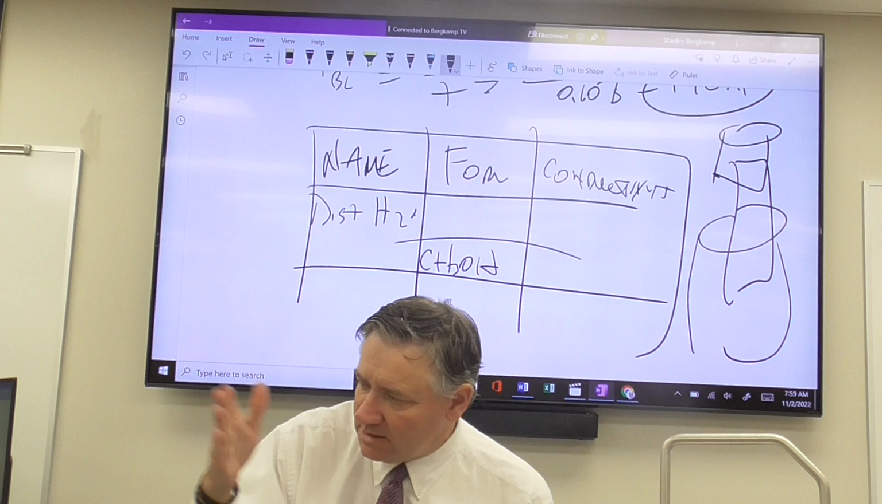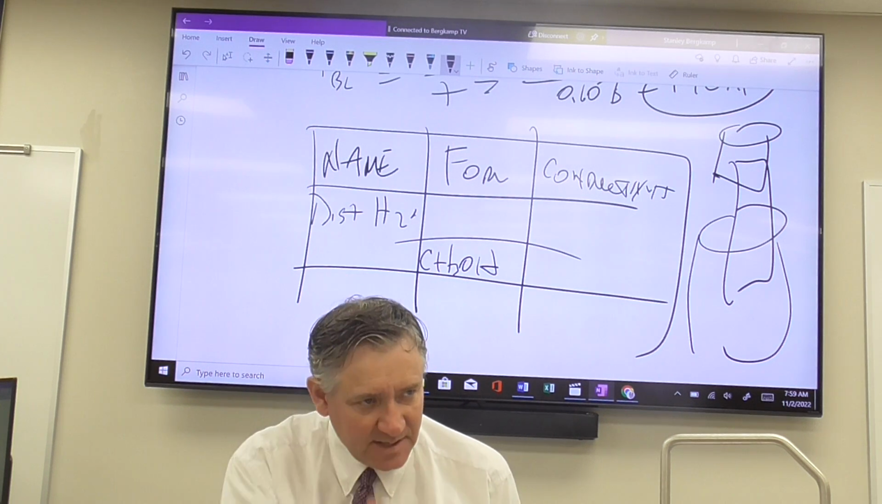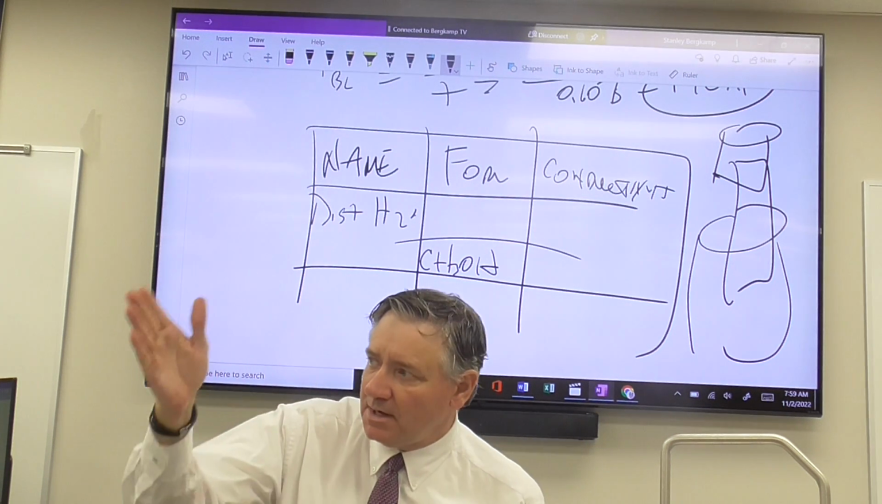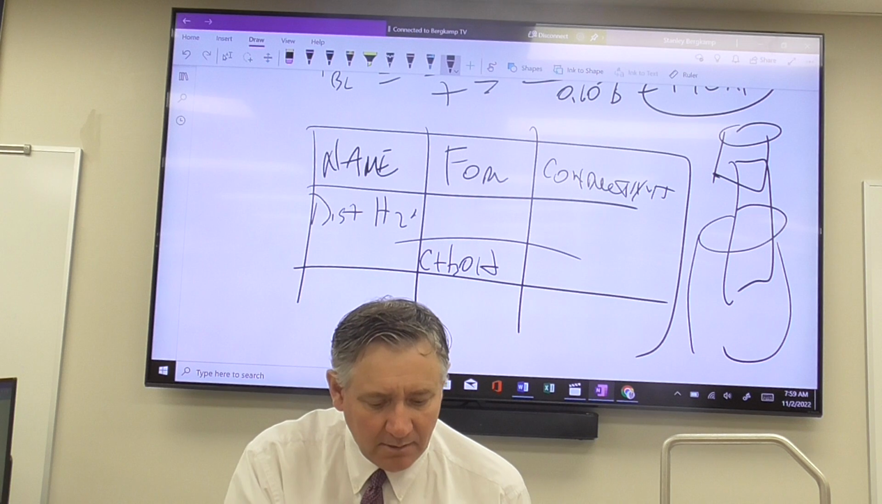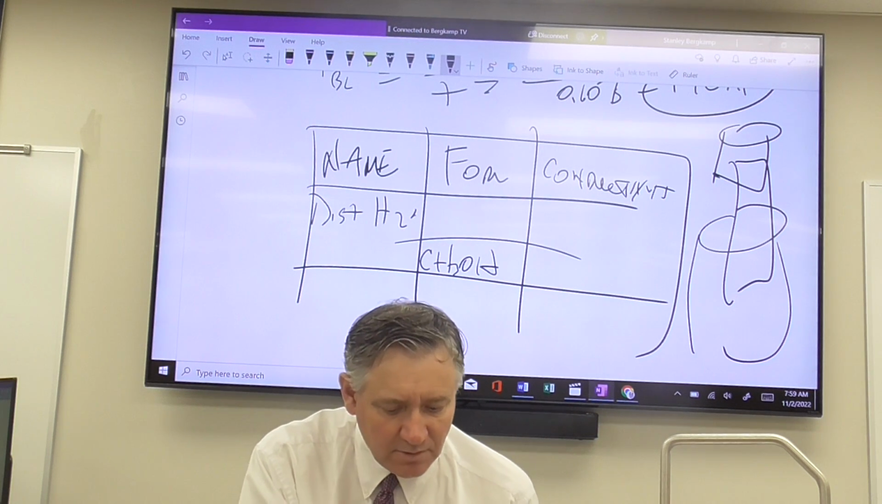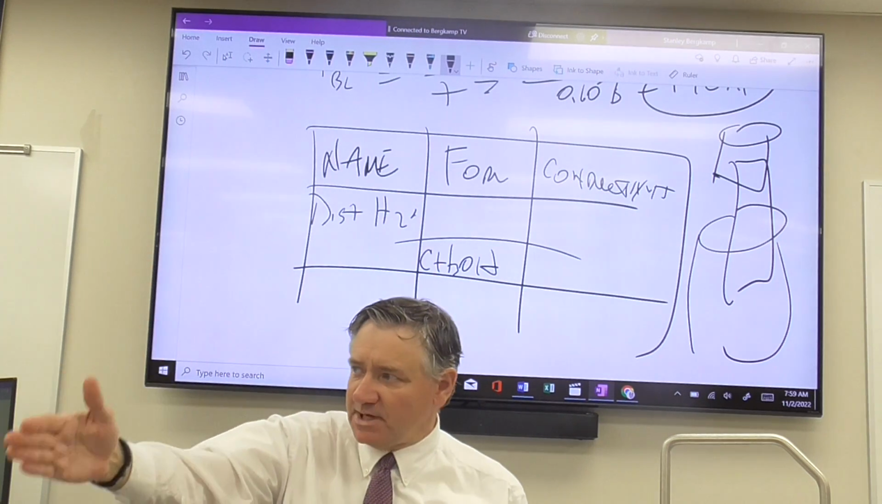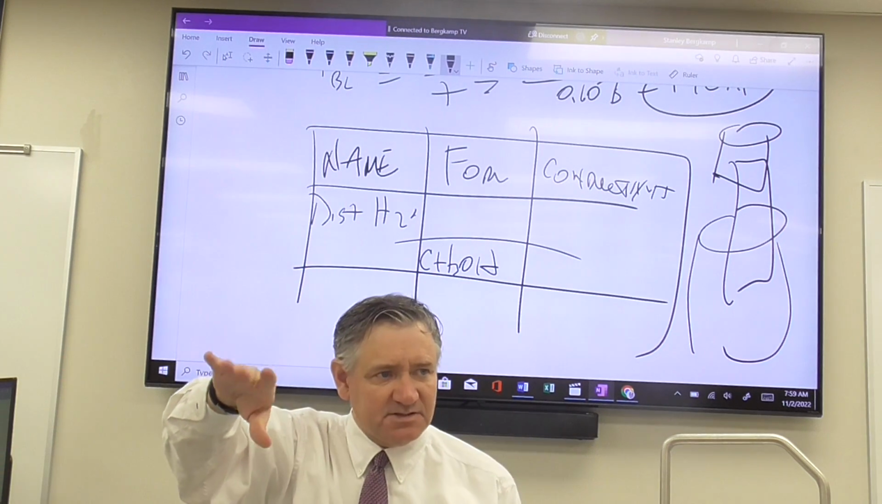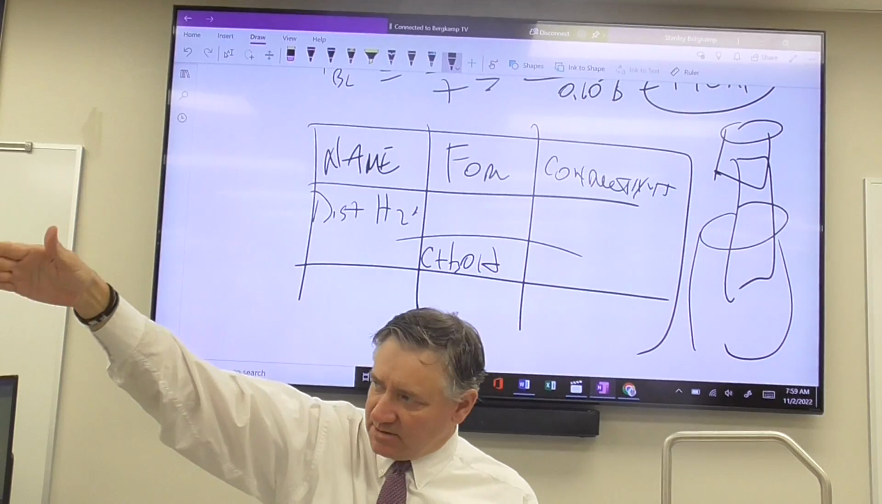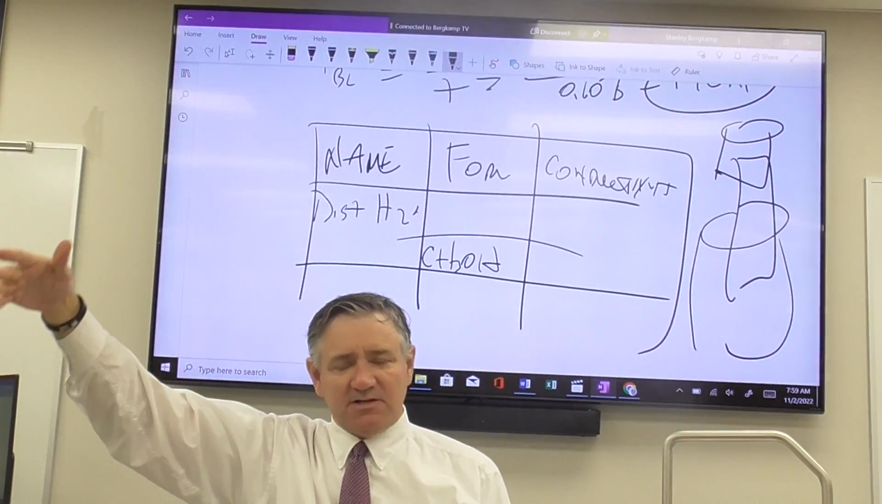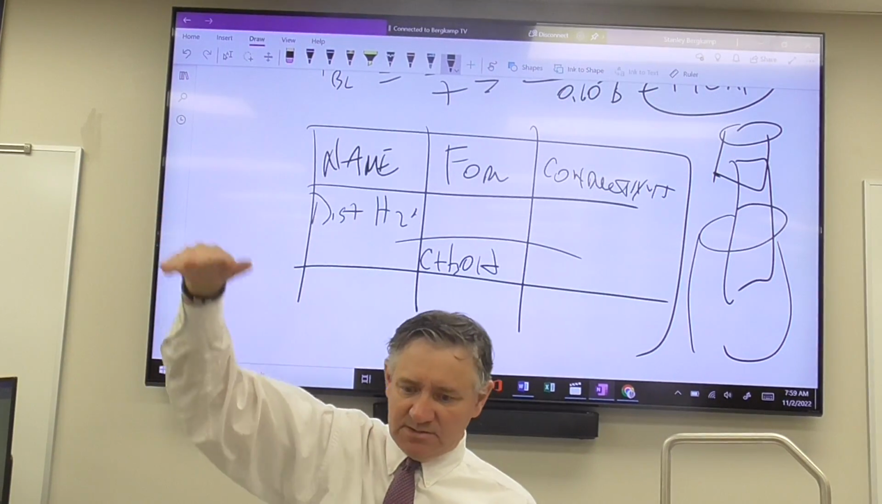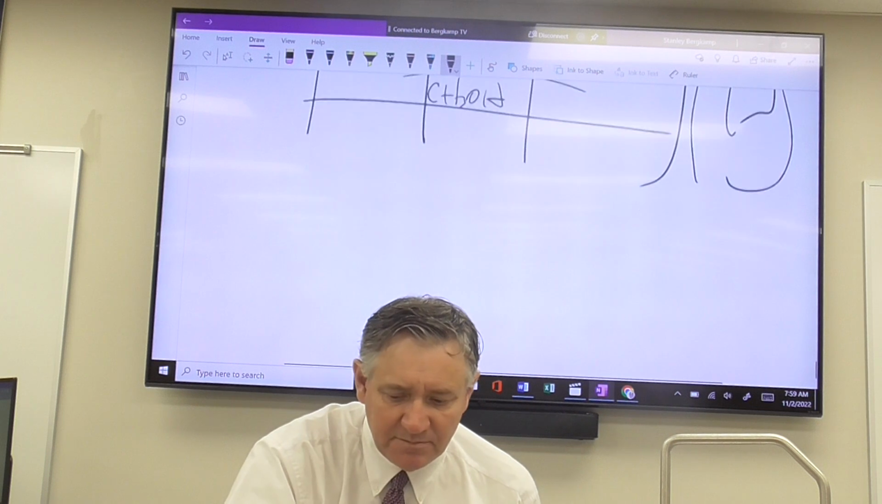So what you're going to need on this chart is the name, the formula, and the conductivity. Now, let's make sure everybody's cool. You're going to have, for example, calcium nitrate. You're going to go to your table and find the formula for calcium. Oh, Ca. Ca is in group 2. That has a charge of 2+. You're going to have nitrate. Nitrate is 1-. So I want to make sure everybody's cool.